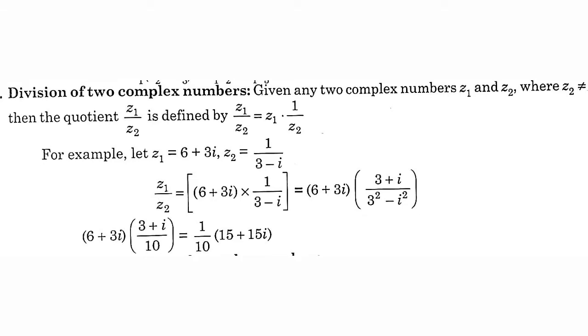So by multiplying by the conjugate of 3 minus i, what we are getting is 3 plus i, and in the denominator there will be the identity a square minus b square, means 3 square minus i square. So after simplifying we are getting 6 plus 3i into 3 plus i, and here it is 10, because 3 square is 9 and i square is what, minus 1. So 9 plus 1, 10. So we are getting 1 upon 10 in the bracket 15 plus 15i.